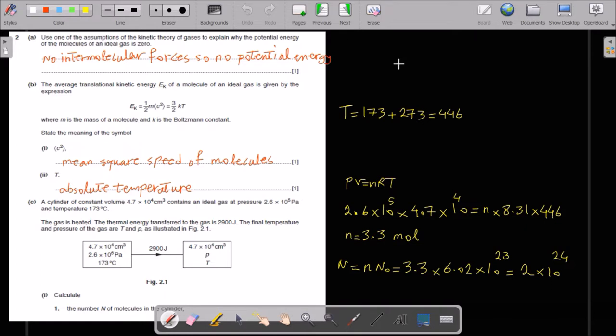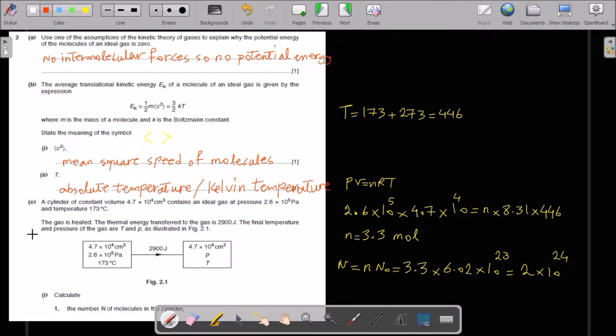Next part, the average translational kinetic energy of the molecules of an ideal gas is given by expression 1 over 2 times m times mean square of the speed of the molecules, which is equal to 3 over 2 kT. m is the mass of the molecule and k is the Boltzmann constant. State the meaning of the symbol c squared. So this sign in mathematics means mean. So you can say mean square speed of molecules. Capital letter T, it is absolute temperature, or you can say temperature in Kelvin, or you can say Kelvin temperature.